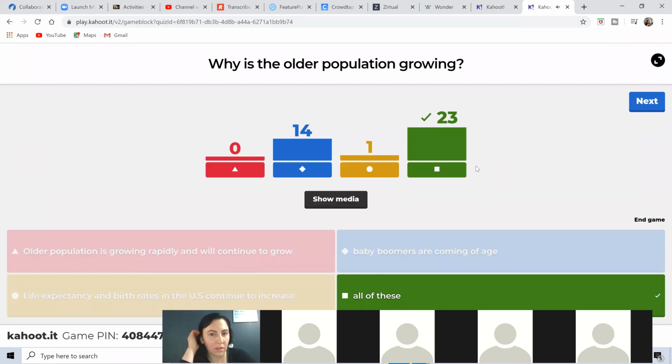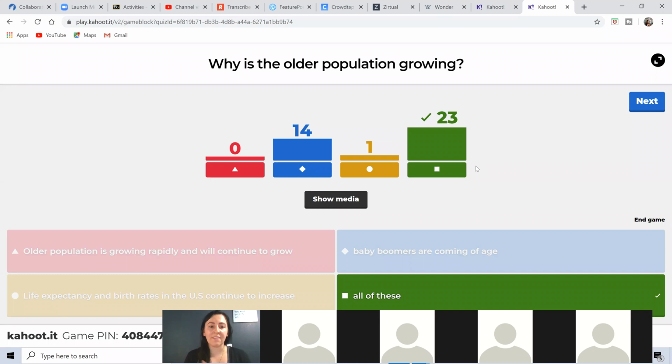Good job. Most of you were able to get this one. All of these are definitely going to be a reason why the older population is growing. First of all, older adults are coming of age. The baby boomers are coming of age, and the baby boom generation was huge compared to all the previous generations. They're finally coming of age, so this is why the older population is getting really big.